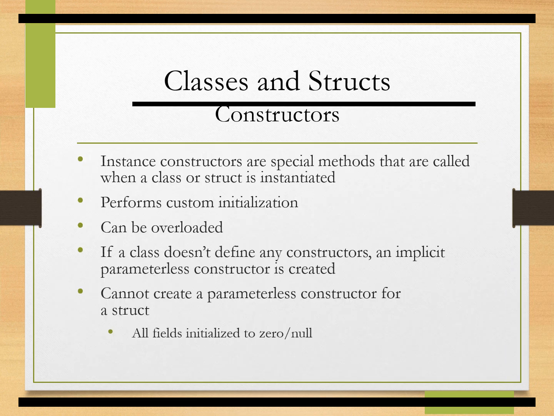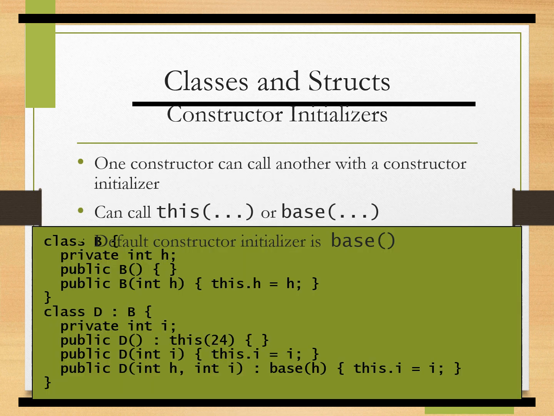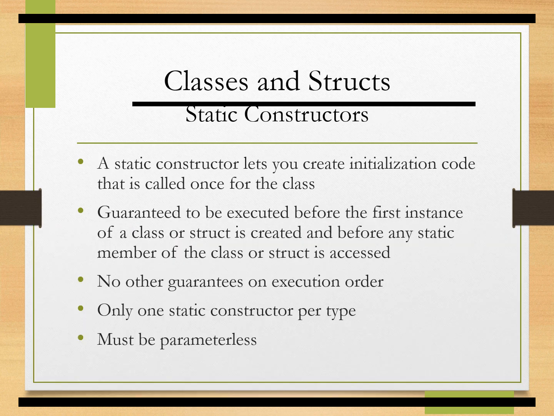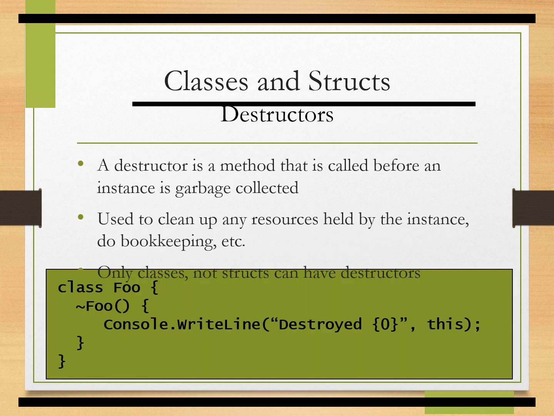Classes and structures have constructors, which can be overloaded. When the class or structure is initiated, all the fields inside are set to 0 or null pointers. You can use the this or base keyword within a constructor. The static constructor is a constructor to create an initialization of the code for one class. There are no guarantees on execution order. Only one static constructor per type is allowed, and it must be parameterless.